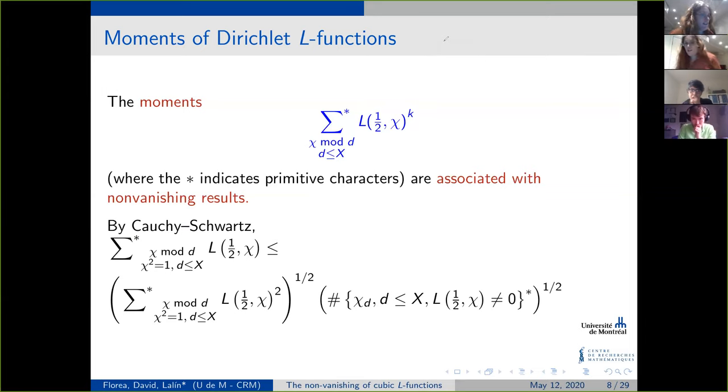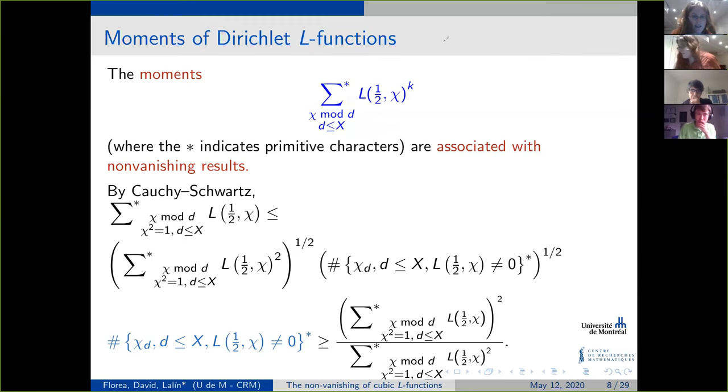That is a number I may be interested in, because if I'm interested in knowing for which characters I have these values different from 0, this allows me to count. If I flip things to the other side, dividing by the second moment and then taking the square everywhere, I get a lower bound for the number of characters such that the L function at 1/2 is different from 0. In principle, if I believe that all of them satisfy that, then I should get all the characters, all the characters of conductor up to X.